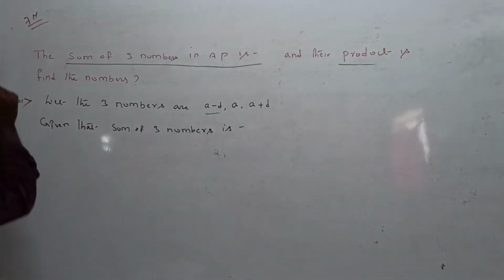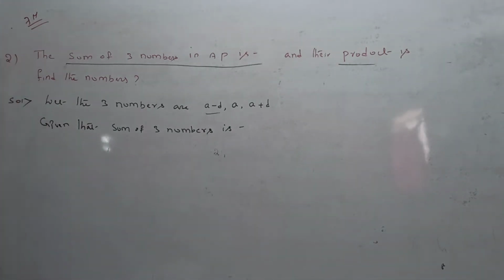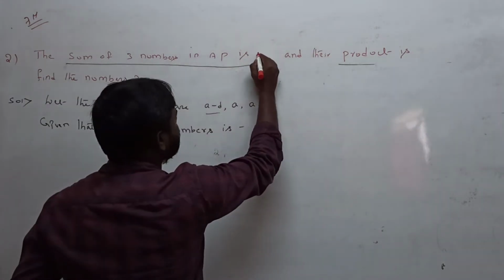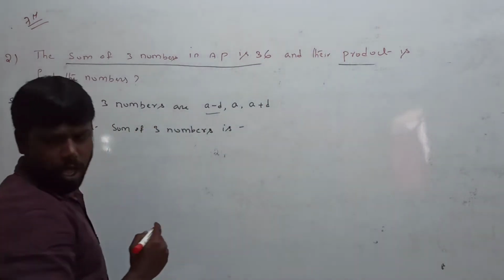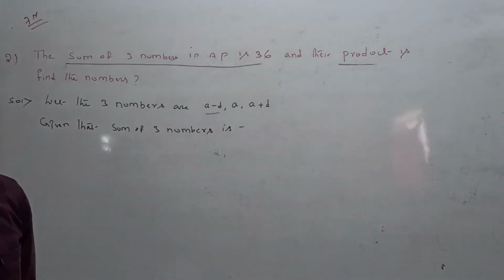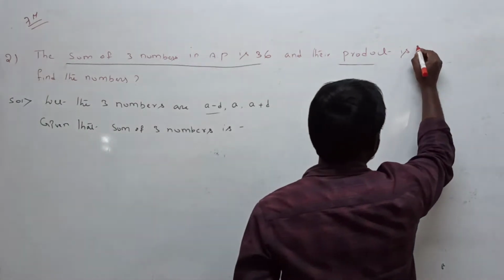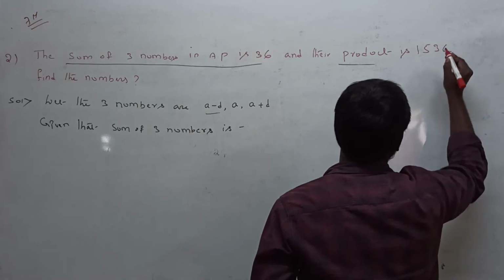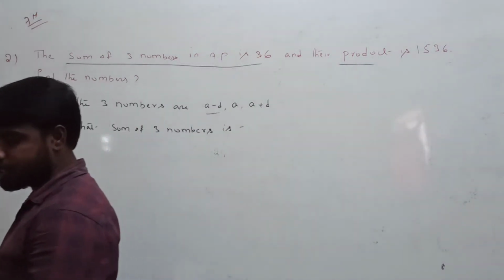Very, very important these questions. The sum of 3 numbers in arithmetic progression is 36 and their product is 1536. Find the 3 numbers.